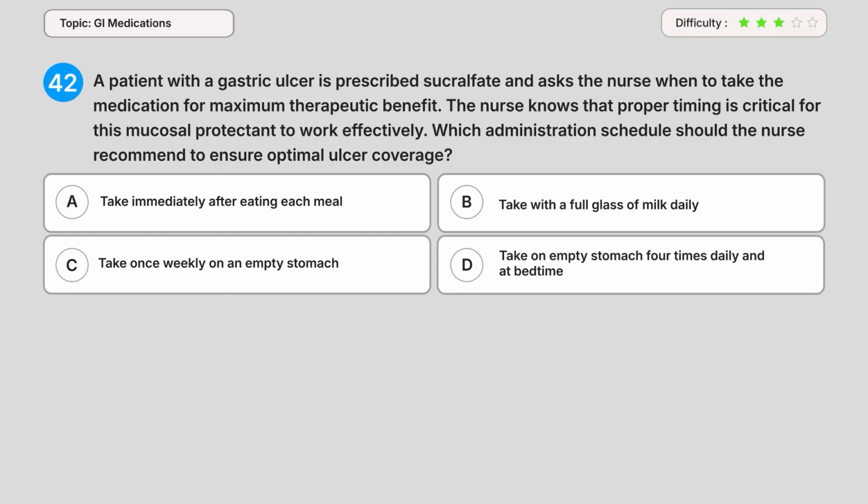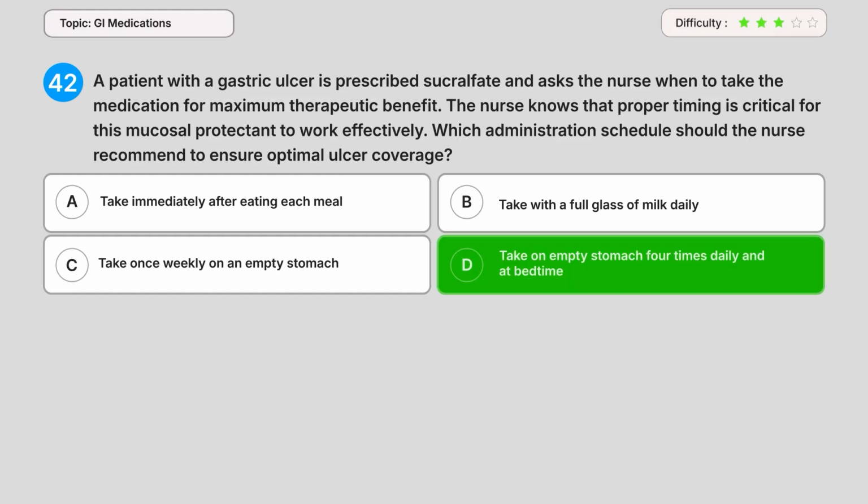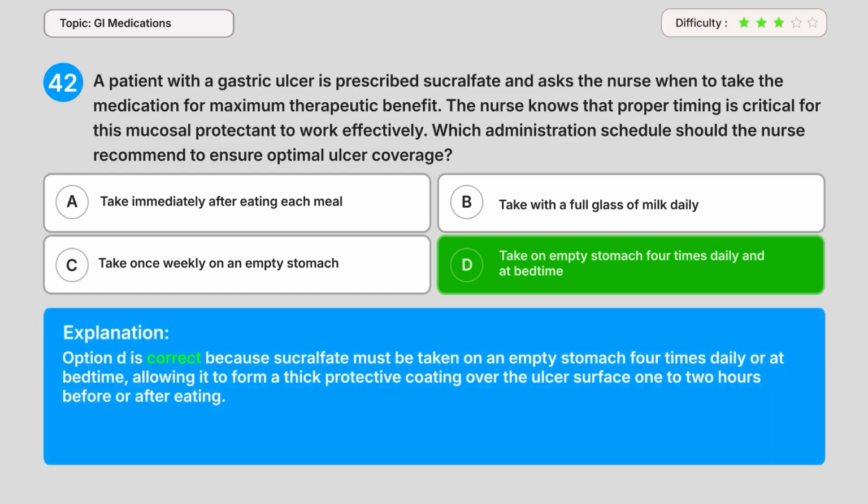Correct answer, D. Take on empty stomach 4 times daily and at bedtime. Explanation: Option D is correct because sucralfate must be taken on an empty stomach 4 times daily or at bedtime, allowing it to form a thick protective coating over the ulcer surface 1 to 2 hours before or after eating.